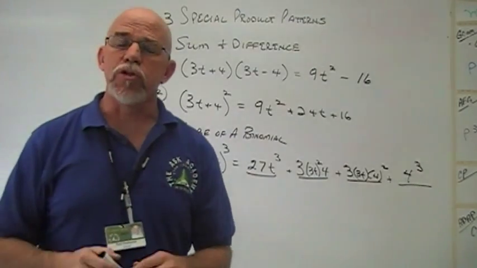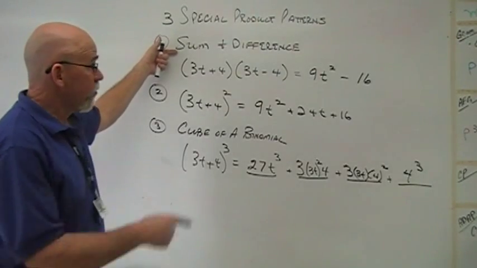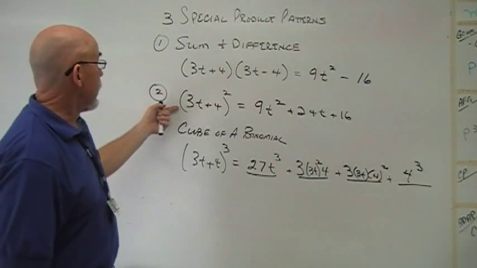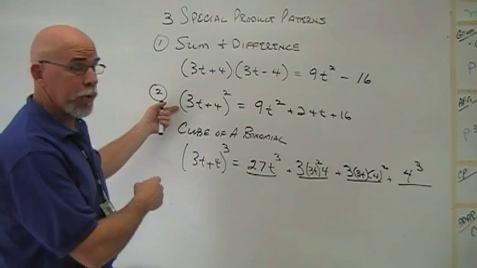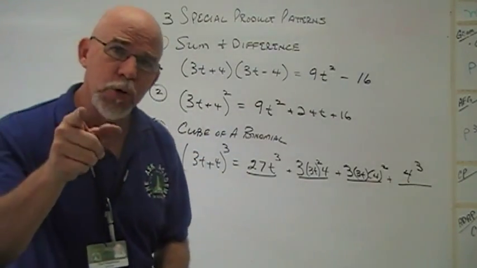You now know how those 3 special products can work. You have a sum and difference, shortcut. A squaring of a binomial, shortcut. You have a cubing of a binomial, shortcut. Now you can do it too.